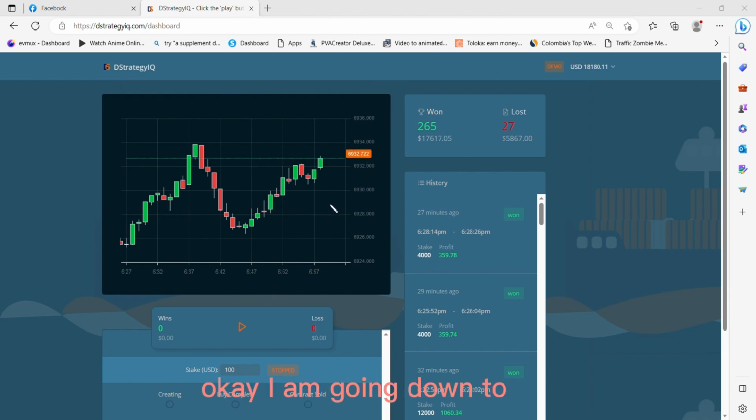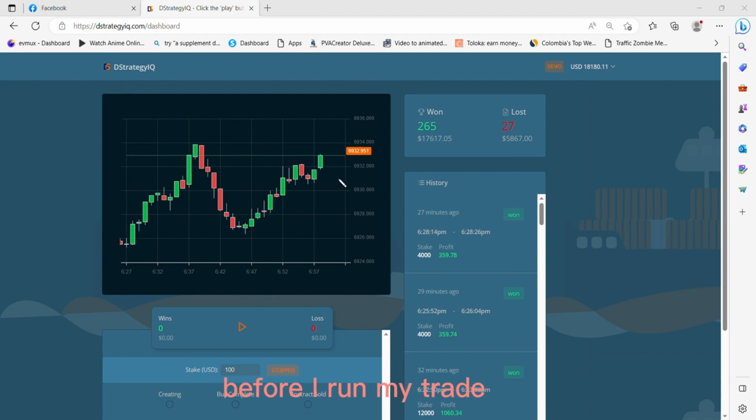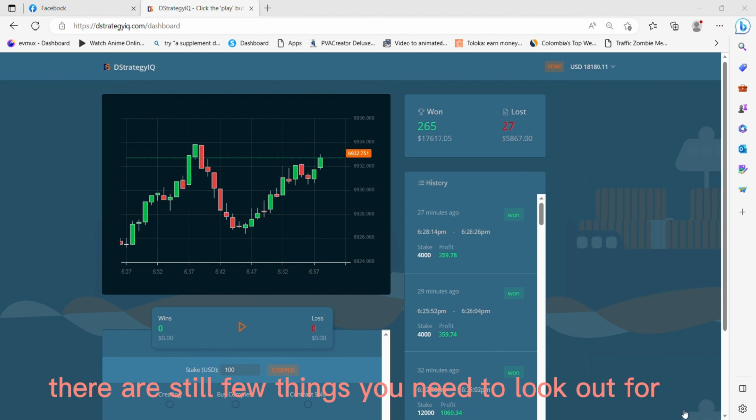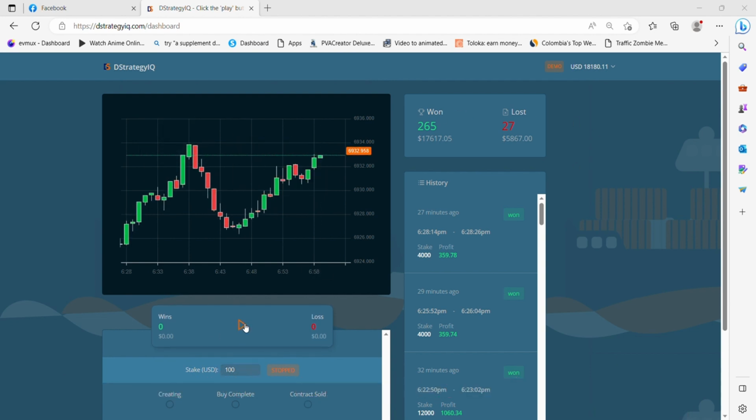I am going now to wait for the market to get to a certain position before I run my trades. If it doesn't, there are still a few things you need to look out for before you start trading. And I think I've seen my position and I'm going to start this bot.